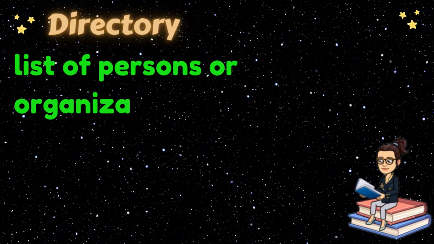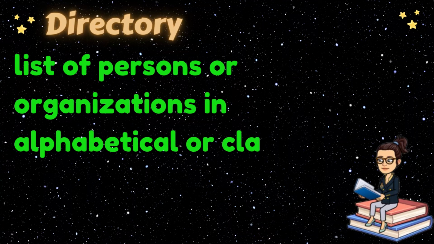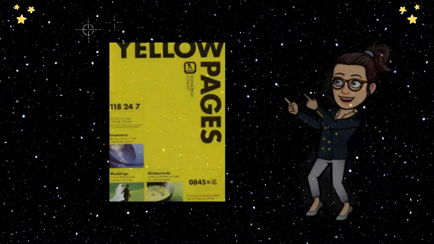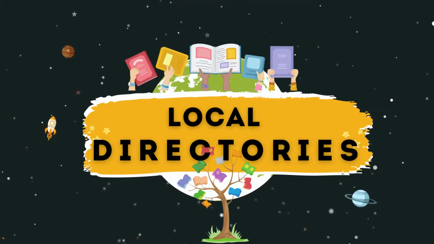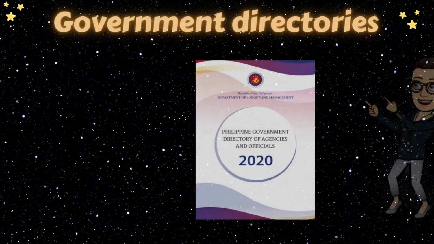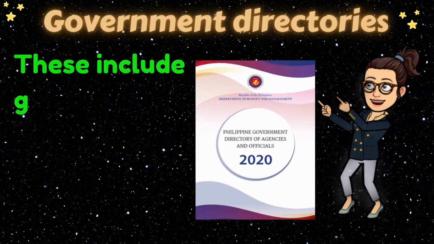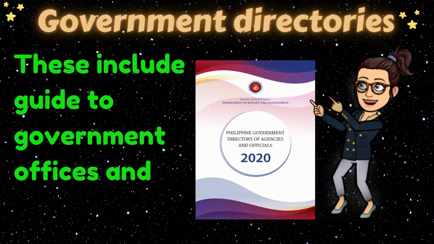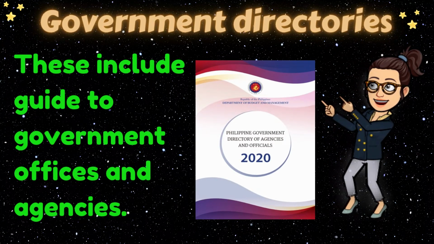The last example of ready reference sources is the directory. It is a list of persons or organizations in alphabetical or classified arrangement. One of the examples is the Yellow Pages. There are two kinds of local directories. One of these is the government directories. These include the Guide to Government Offices and Agencies. As shown in the picture, a book of the Philippine Government Directory of Agencies and Officials 2020.